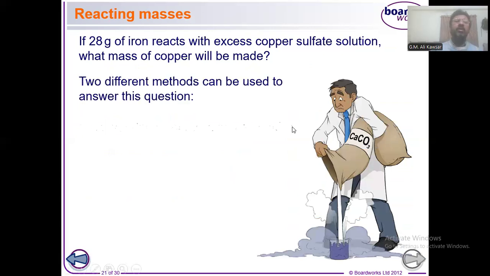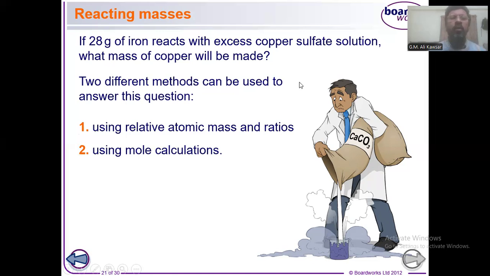Here you can see an example is given. 28 gram of iron reacts with excess copper sulfate solution. What mass of copper will be made?